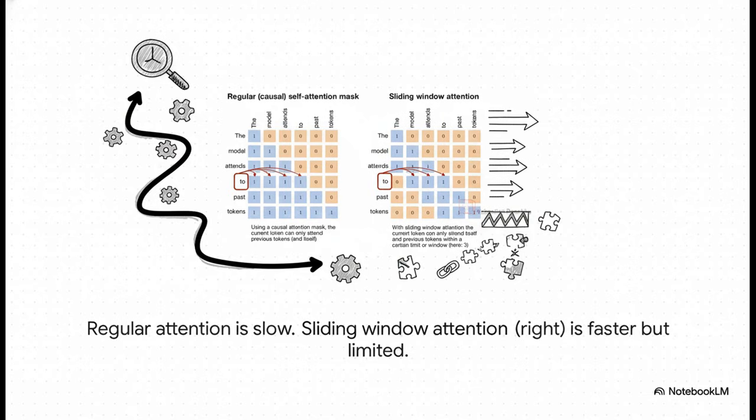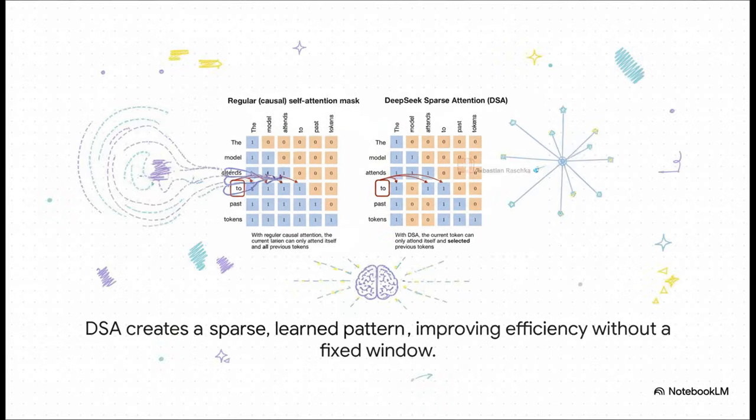Then you have something called sliding window attention. On the right, it's faster because it only looks at a small, recent window of words, but the risk is huge. It can easily miss important context from way earlier in the text. This is where DSA comes in as the best of both worlds.